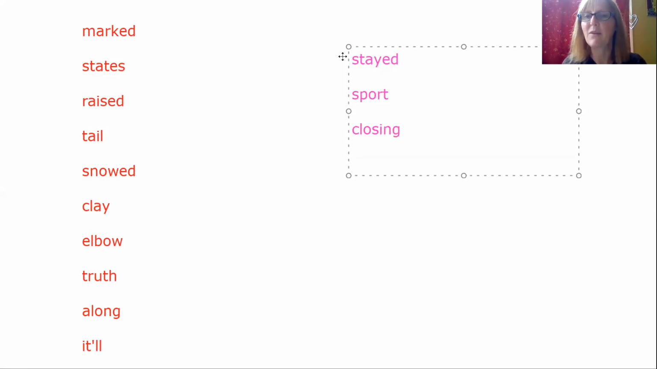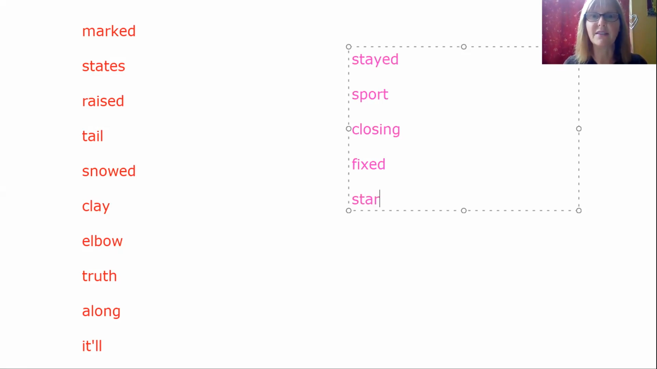Good. Now write fixed. This is a good one. So first write the base word, fix. Can we double the X? No, we know that X cannot be doubled, so we're just going to add the ED there. These rules start to repeat themselves quite a lot, so just as long as you're paying attention, you're getting it. Starring: we're going to first write the word star, just like you've been writing for years, and then we're going to double the R because we have a vowel A, consonant R. We're going to double the R, add ING.